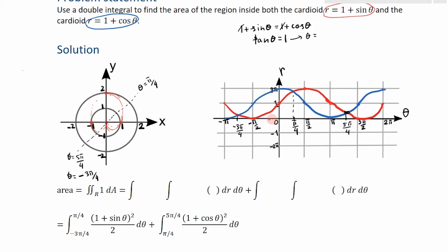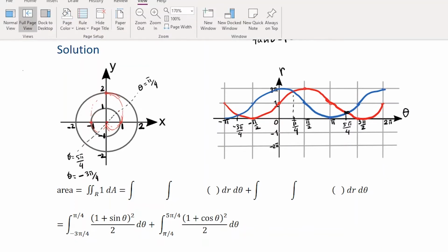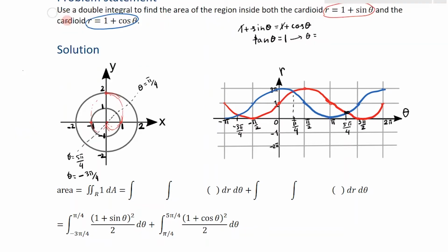This is the overall shape, and then the blue one would be 2, 1, 0, 1, 2. So 2, 1, 0, 1, 2. And cardioids look in the shape of a heart. So we know it's something like this.